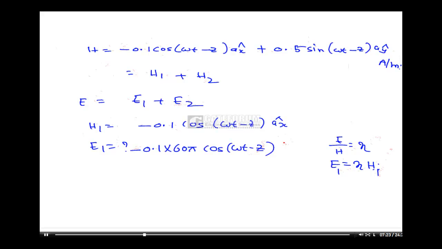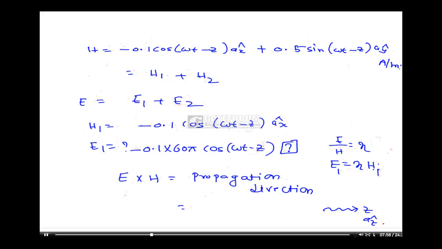Here the important thing is what is the direction of this component? I know that E cross H always gives the propagation direction. Here, based on omega t minus beta z, it is propagating in the positive z direction, that is Az cap, positive Az. So I have to get Az. E I have to calculate, and H is what?